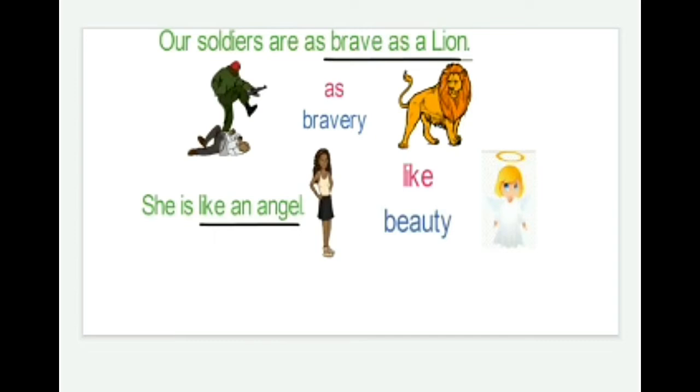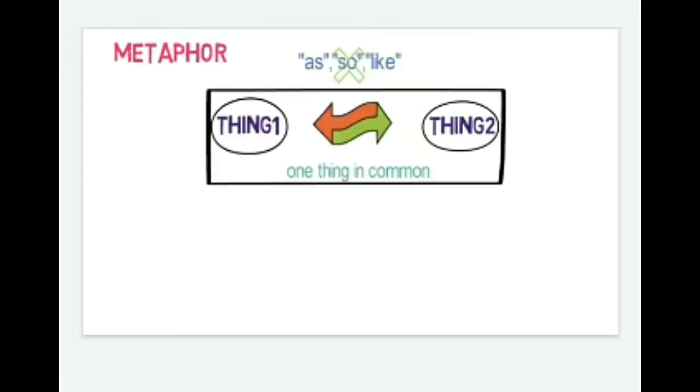Another example of simile is, she is like an angel. So a girl is like an angel. Here the angel and the girl are compared through beauty, using "like." So these two things are compared using as, like and so. That is simile. And the second figure of speech is metaphor.